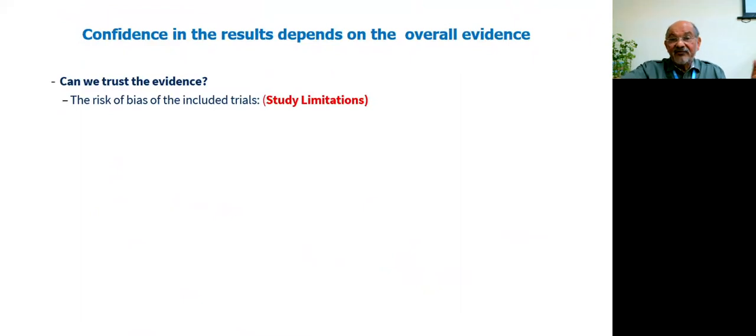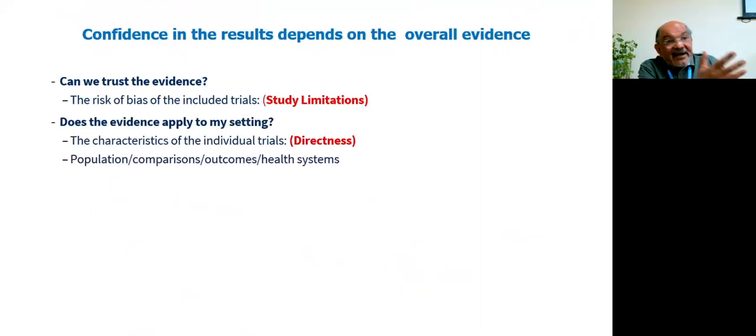Is it high or not? If you can't, you think there's a lot of bias there, your confidence in the results comes down. Similarly, how directly is the evidence applied to me? For the outcome of relapse, are the patient's population group, everything similar to what I would need? If not, my confidence in the applicability of the results comes down.